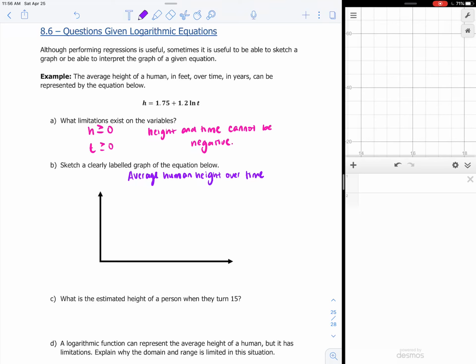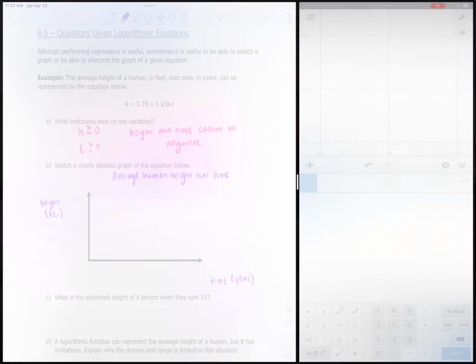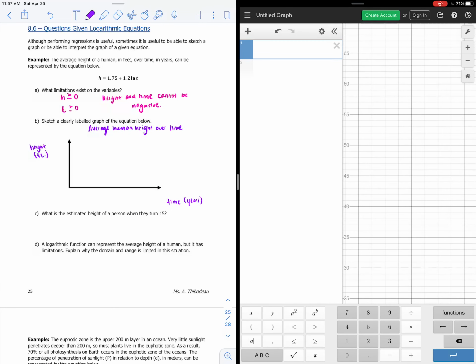Then we have to figure out what's our independent variable and what is our dependent variable. We have time and we have height. How tall you are is based realistically on how old you are. So time is going to be our independent, and time is given in years. And height is going to be our dependent, and height is given in feet. Okay. So we can't figure out our scale yet because we don't know what our graph quite looks like. So I'm going to open up Desmos here and go ahead and plug that in.